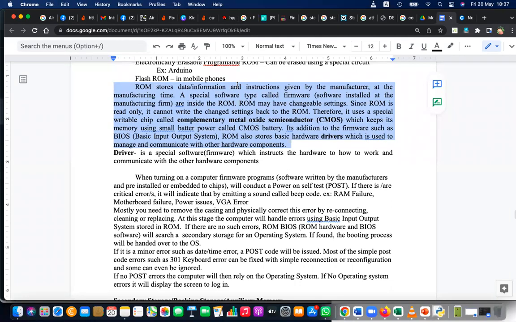Any device will have a driver. That is also given by the manufacturer. The driver is the software which is given by the manufacturer. What's the reason? It communicates with, manages and controls particular hardware.